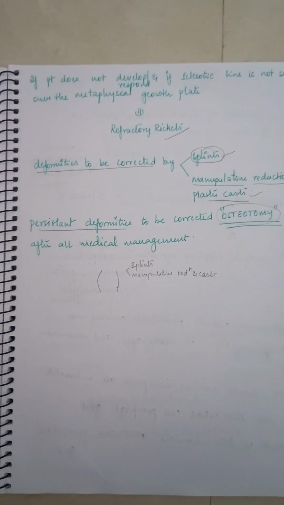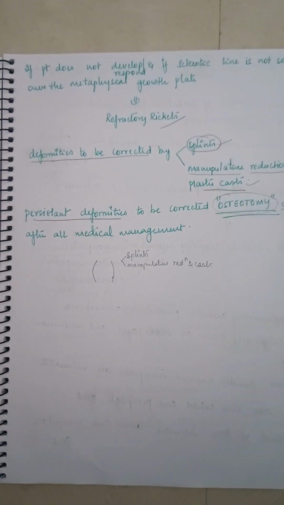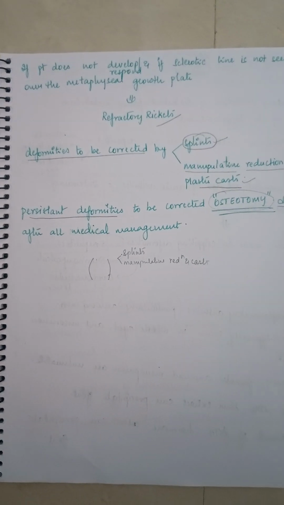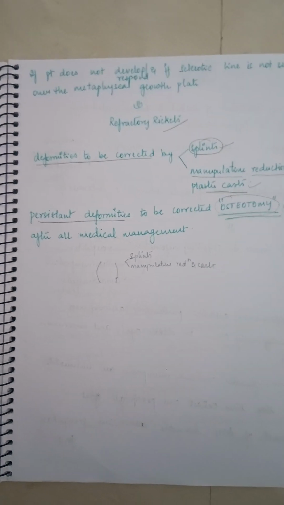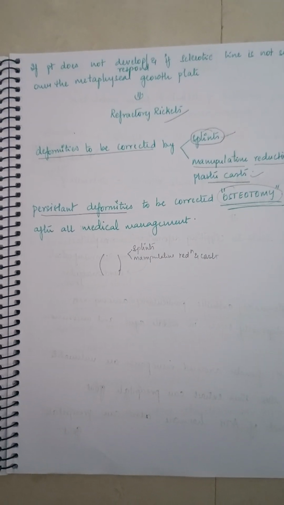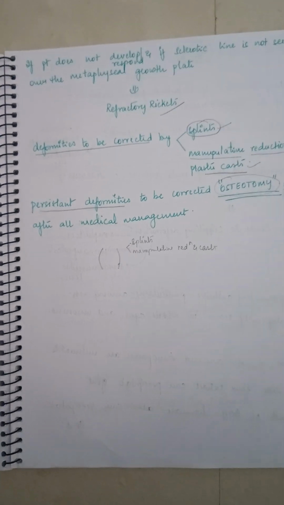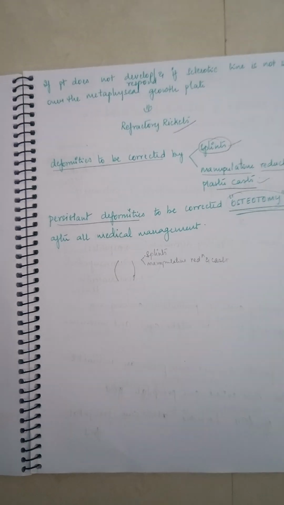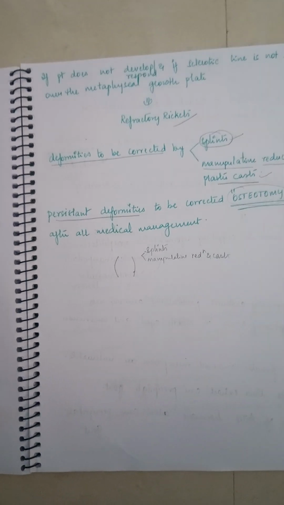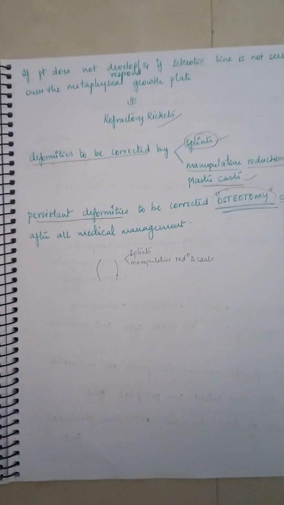Now next comes deformities seen in rickets. How will you correct the deformities? You might be having bowing of legs or knock knees or anything. Initially, we can't go for osteotomies. First, we have to do either splinting, or manipulation with reduction with serial castings. If the deformities are still persisting even after splinting and consecutive manipulative reductions, then you have to go for osteotomies, only after failure of medical management.